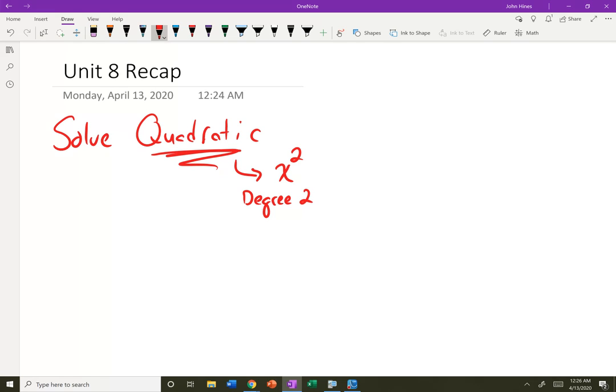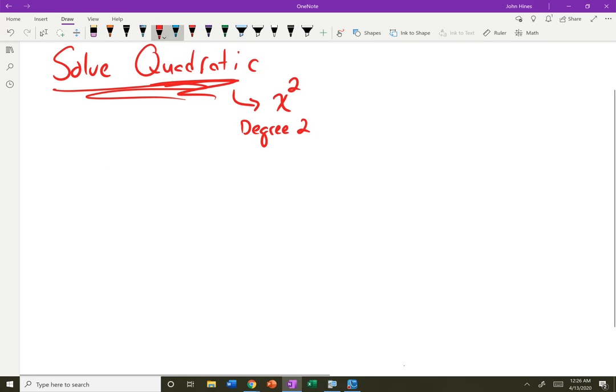You should probably take these notes somewhere in your pink book just to keep them, or you can do them on separate paper. But this is just for you to take notes, absorb, and practice and say, oh yeah, I know how to do that, or oh, I need to go over that again. So we can solve quadratic equations, and we came up with three different methods.